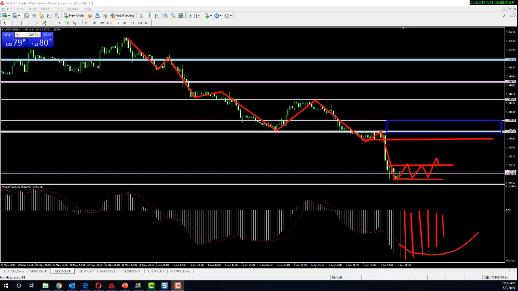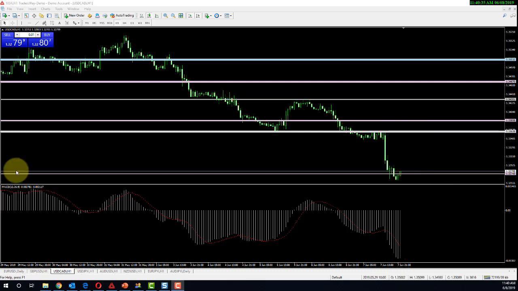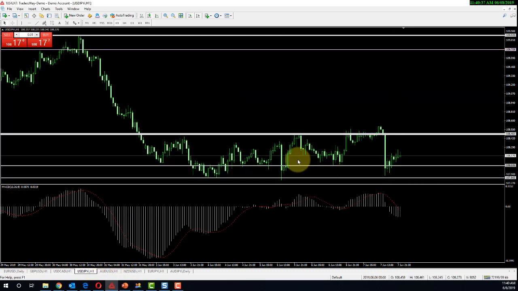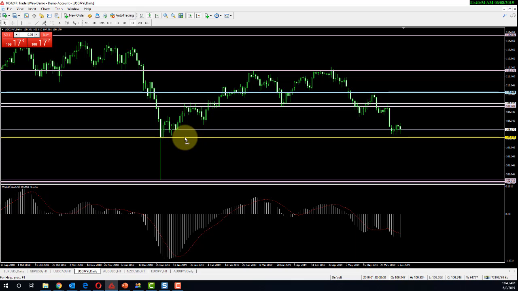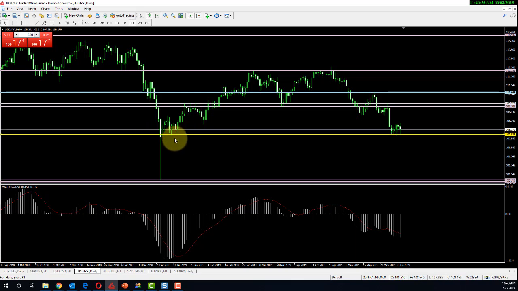All right, now let's move over to the US yen. All right, US yen pretty choppy right around here. So we're seeing obviously where the market has been going sideways for quite some time. Let's go to the daily chart. All right, so on the daily chart, we're pretty bearish. However, we are at a critical level of support right around here.